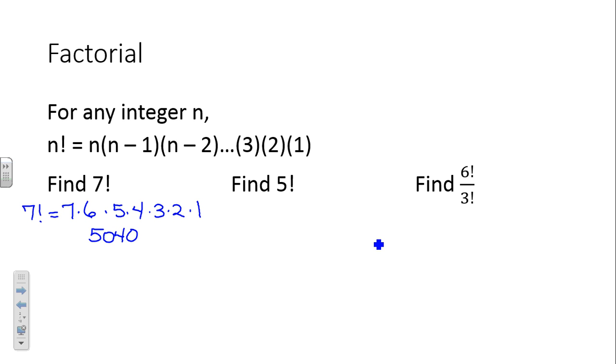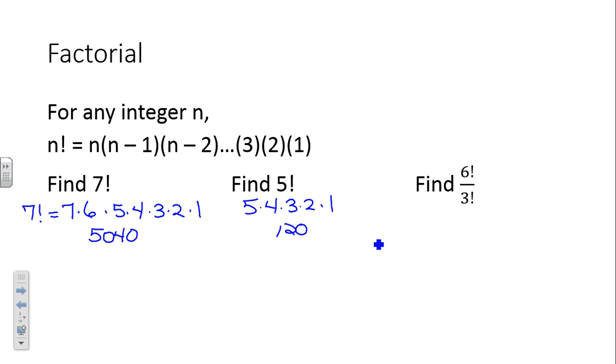All right, so let's find 5 factorial. 120, because it's 5 times 4 times 3 times 2 times 1. We can actually do this one in our heads. 5 times 4 is 20, times 3 is 60, times 2 is 120. Okay?